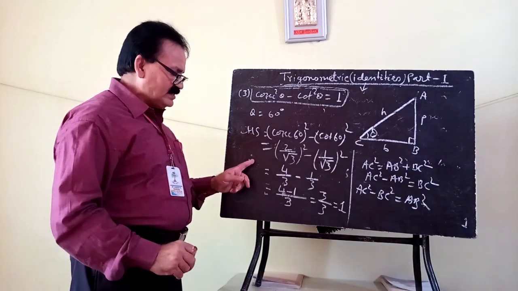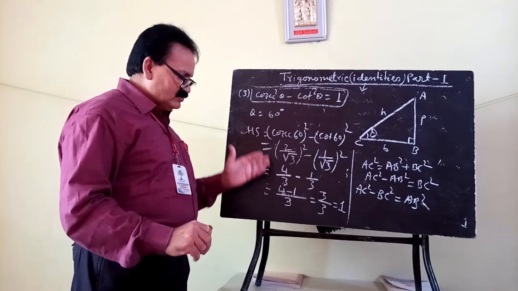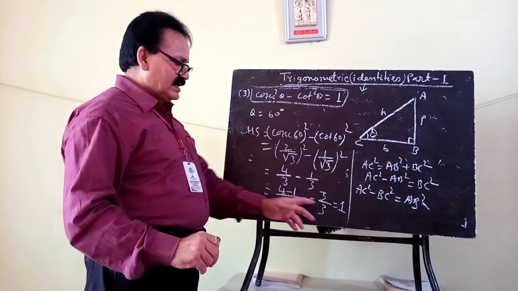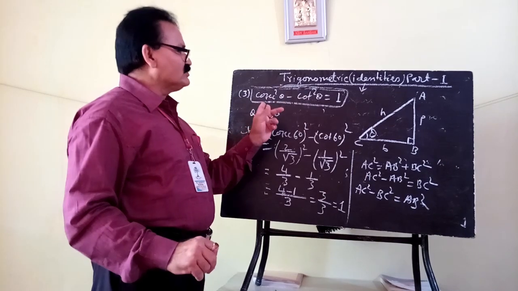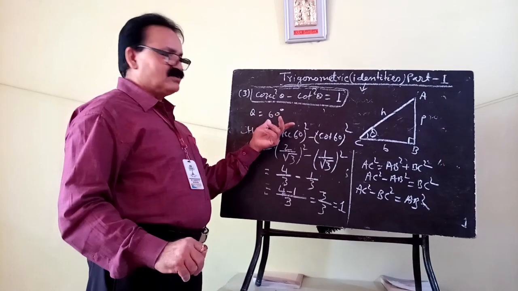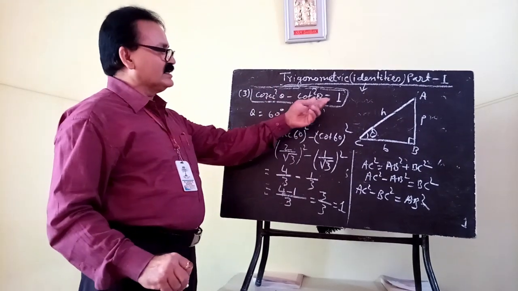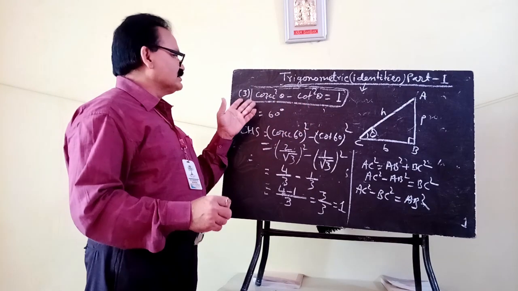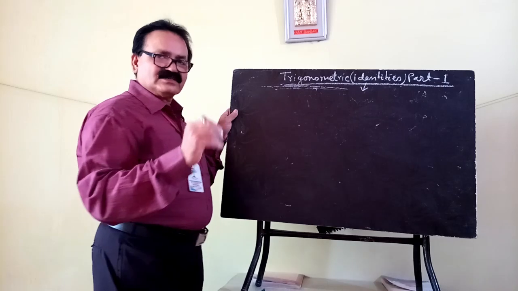Clear? So that means whatever the value of theta, you will get the same answer. So that is why for different values of theta, your RHS becomes 1. You can put 0 degree, you can put 90 degree. For all values, you will get the same RHS. So these are your identities. Okay. Now let us conclude.